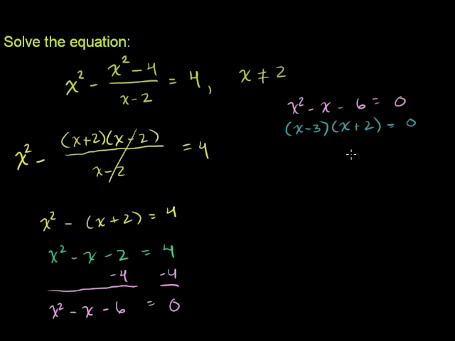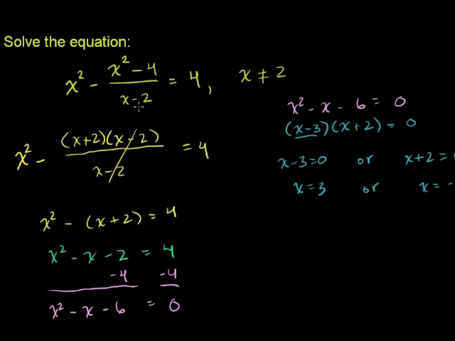So we have two possible ways to get 0. Either x minus 3 is equal to 0, or x plus 2 is equal to 0. Now, if we take x minus 3 is equal to 0, if we add 3 to both sides of that equation, we get x is equal to 3. Or if we subtract 2 from both sides of this equation, we get x is equal to negative 2. So both of these are solutions.